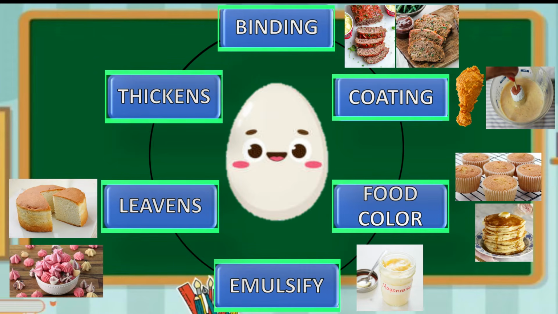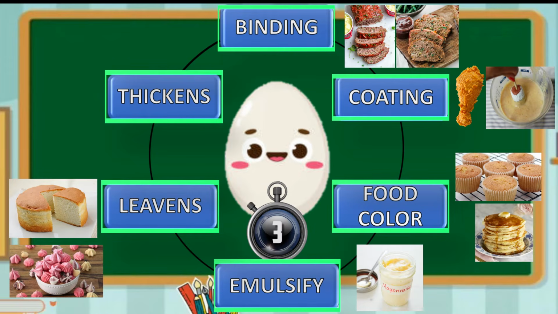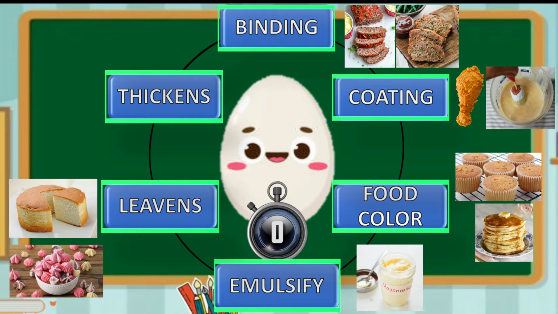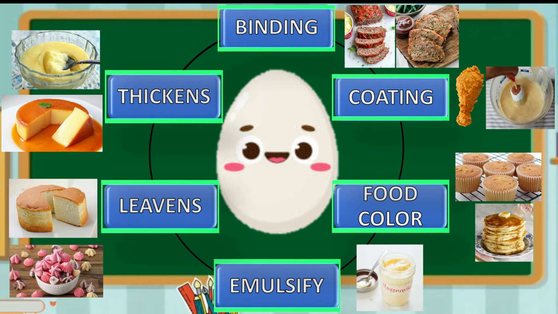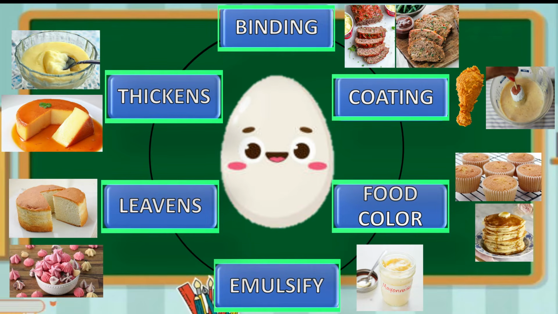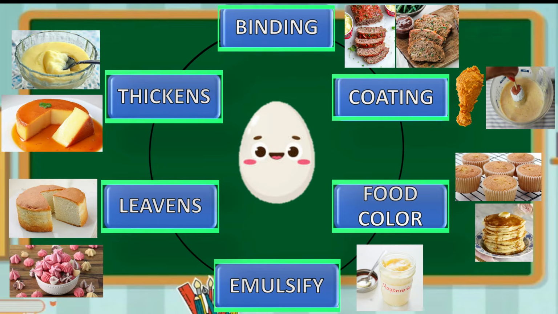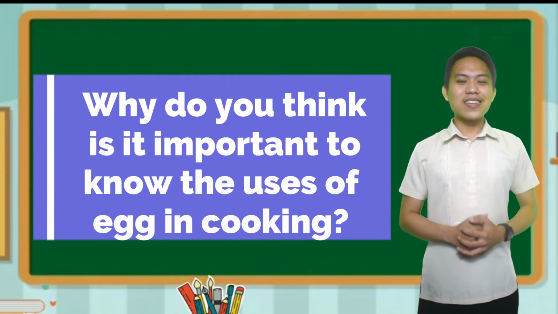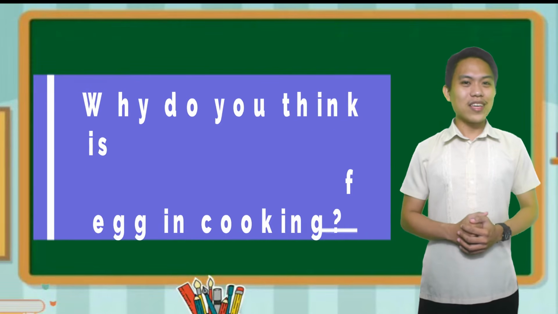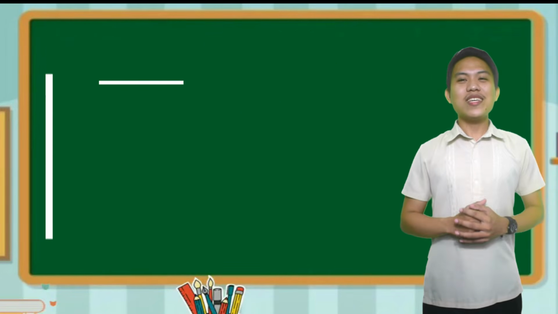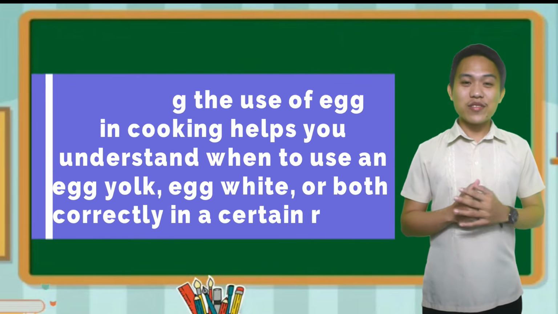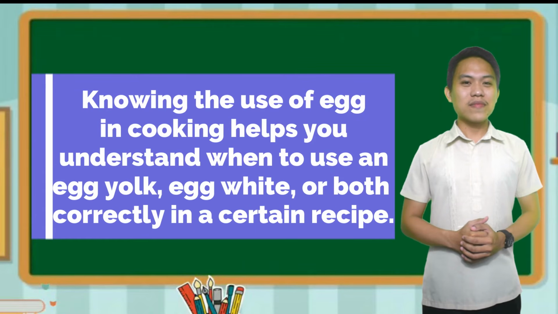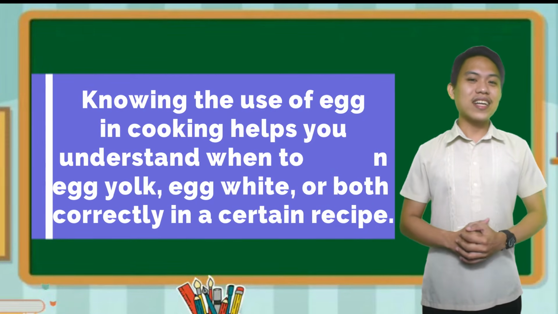And lastly, what kind of food uses egg as a thickener? Possible answers are custard and pudding. Job well done! To sum it up, why do you think it is important to know the uses of egg in cooking? Knowing the use of egg in cooking helps you understand when to use an egg yolk, an egg white, or both correctly in a certain recipe.